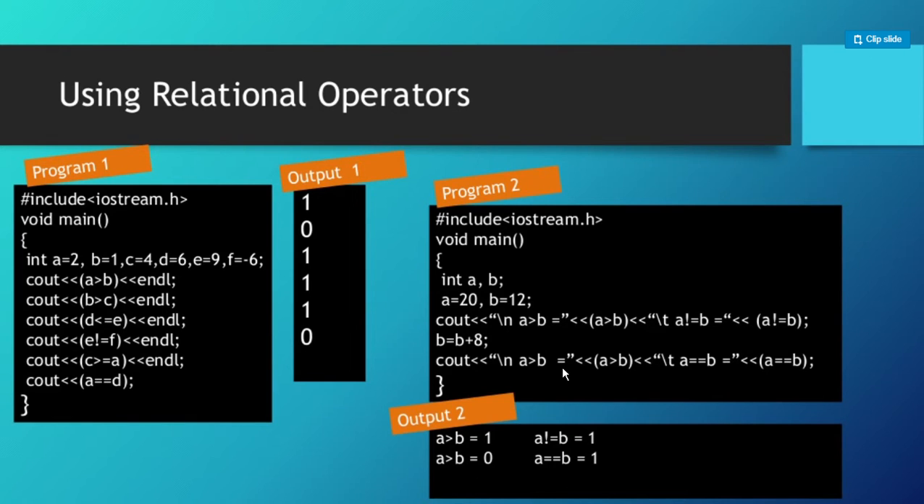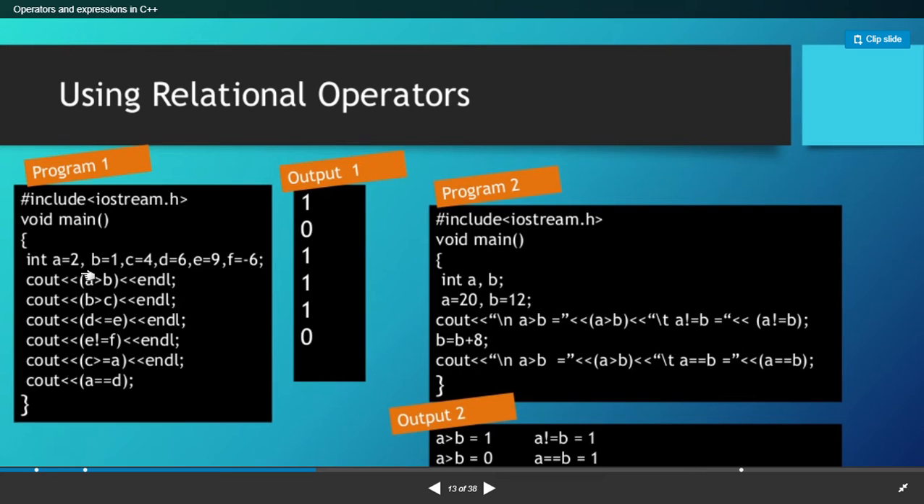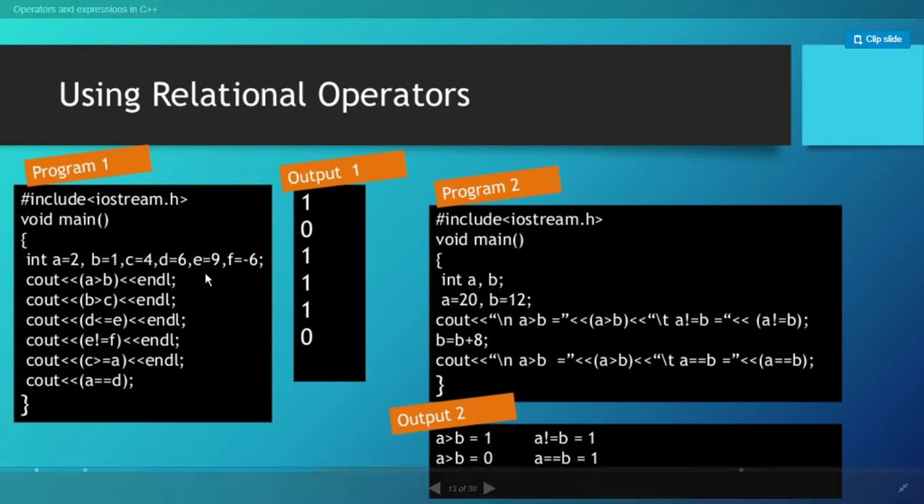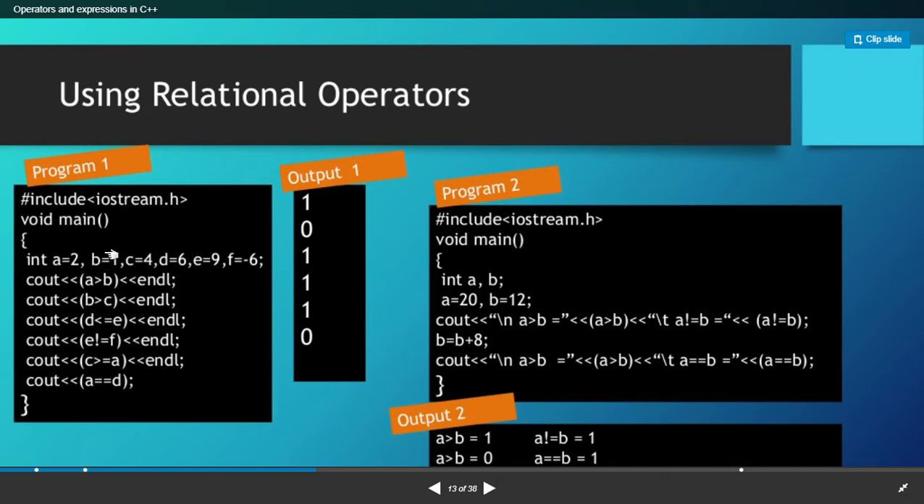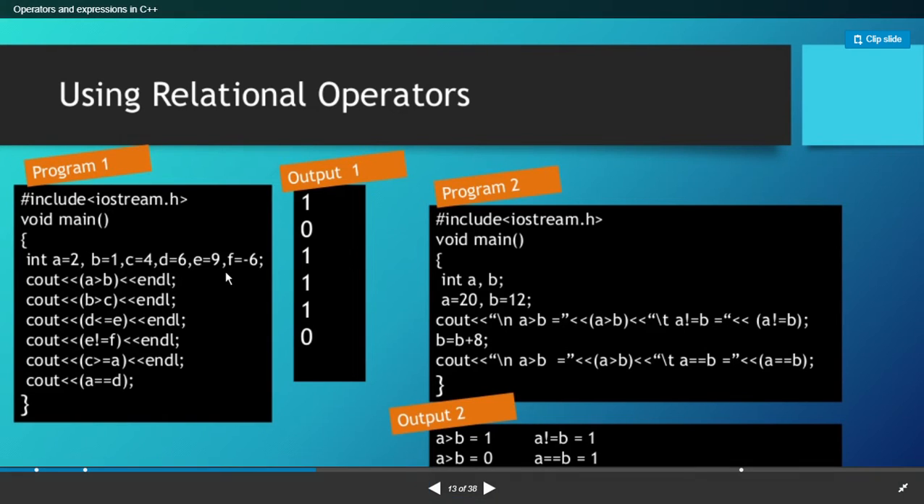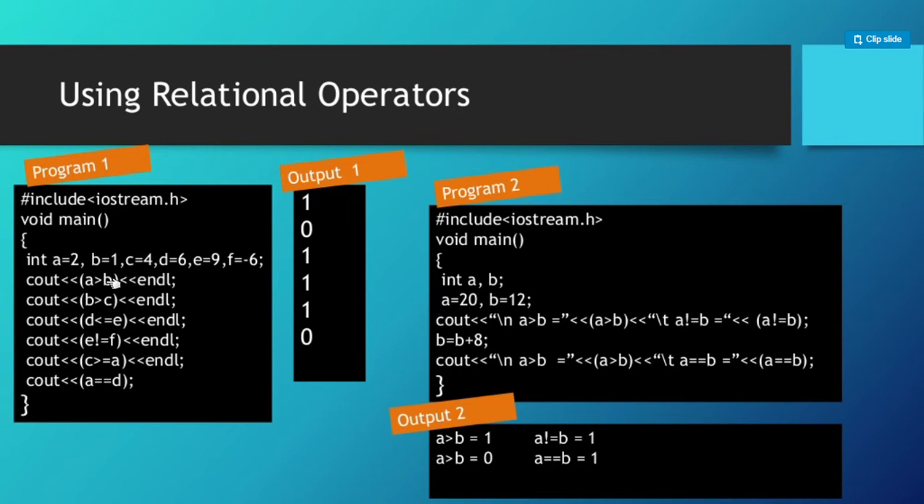Here in the example program, you can see program 1, where some data is given: a, b, c, d, e and f, and the value of each integer is given. That is, a is equal to 2, b is equal to 1, c is equal to 4 and so on. Also, the relational operators are used here, like a greater than b. The greater than operator is being used here.